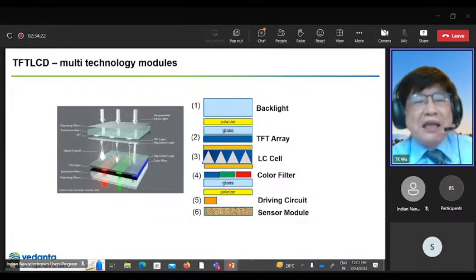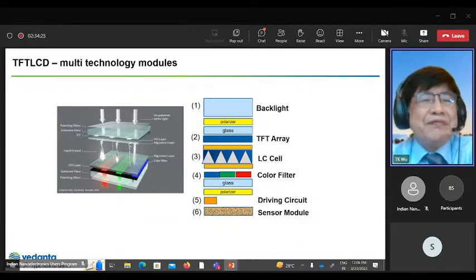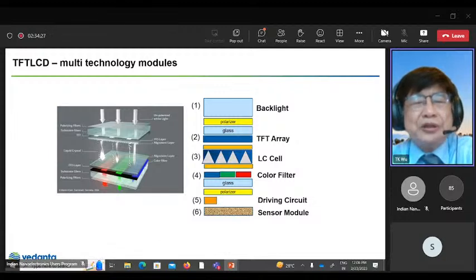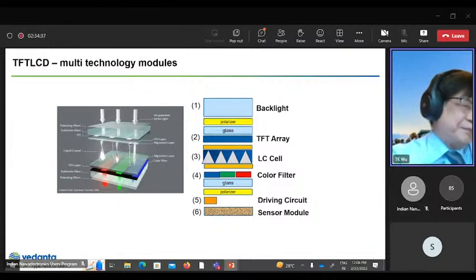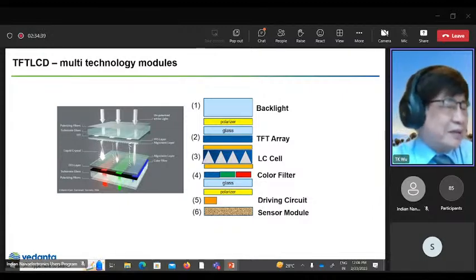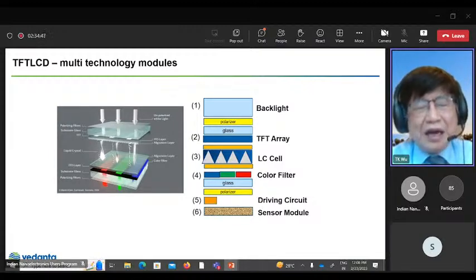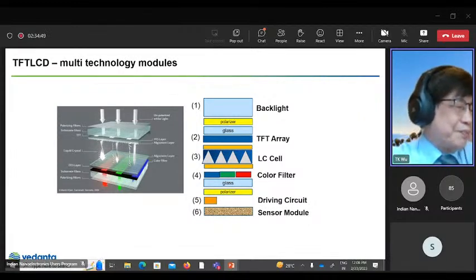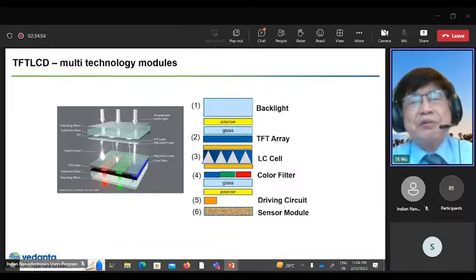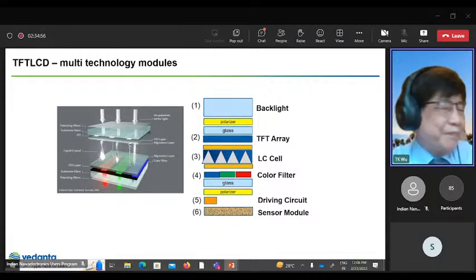Okay, now we look at what kind of multi-structure a TFT is. Actually, a TFT LCD has separated technology modules, and then we integrate them together. Keep in mind that the TFT LCD is not an emission device. The light comes from the backlight, which is number one.